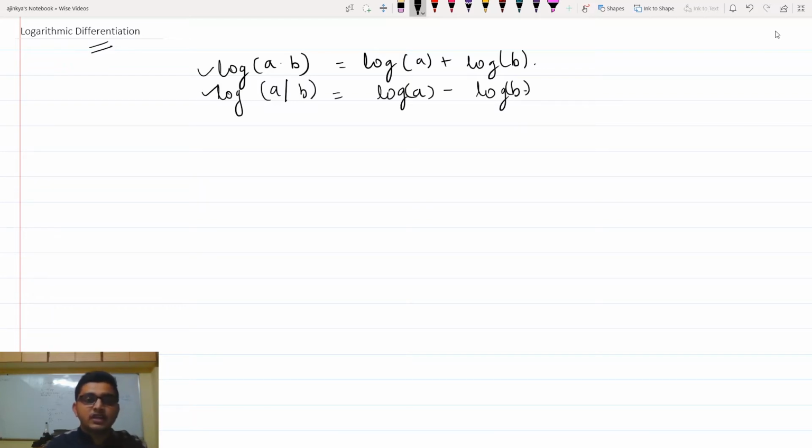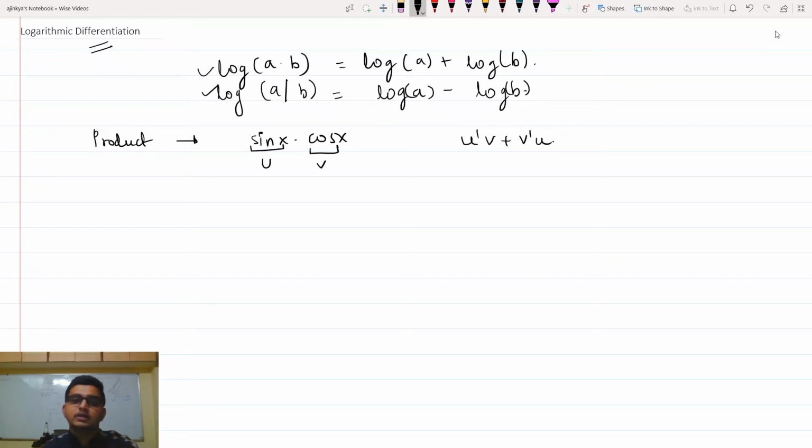Okay, so as far as we know, we have understood what is product rule, right? So product rule is nothing but when two functions are multiplied, for example sin x times cos x. So here you use product rule, which we state as this as u and this as v. So we have the differentiation as u dash v plus v dash u.